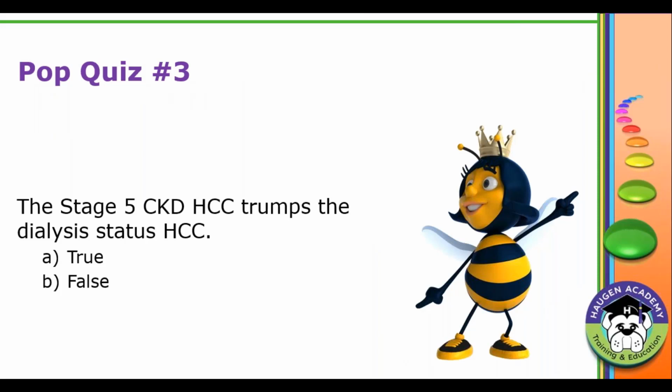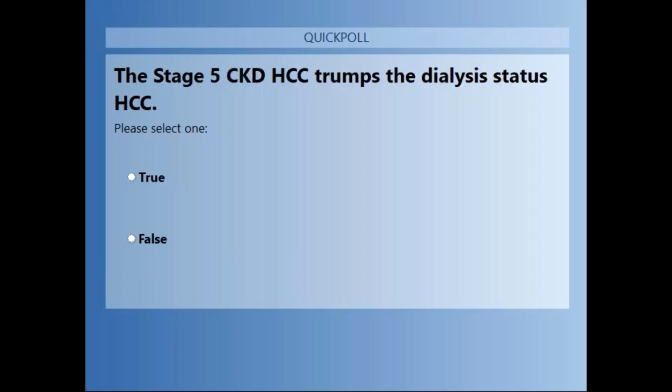Okay. Let me bring it up, launch it. So the stage 5 CKD HCC trumps the dialysis status HCC. Do you think that's true or false? And we'll just do this really quick because we are right at the top of the hour. The stage 5 CKD HCC trumps the dialysis status HCC. True or false? Okay, I'm going to close the poll. Here's your last chance. 3, 2, 1.